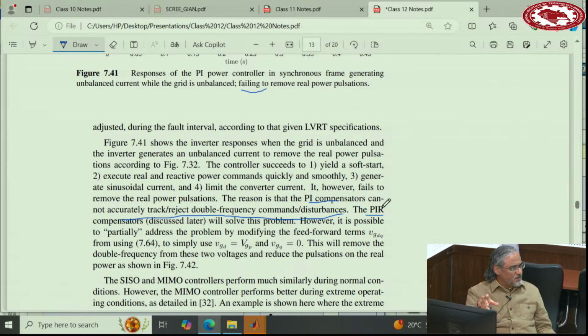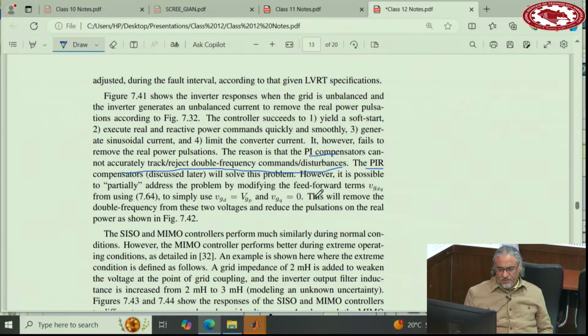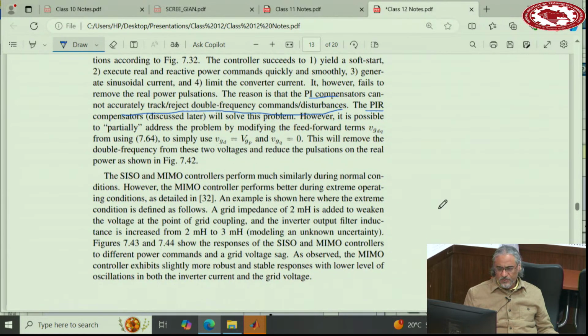But really, one of the main reasons people always used the synchronous rotating frame compared to the stationary was that they didn't want to use R. But now, if you really want to, it's complicated. So now you need to have a PI plus R. We'll discuss that in the next little section. But before going there, let's look at MIMO also.